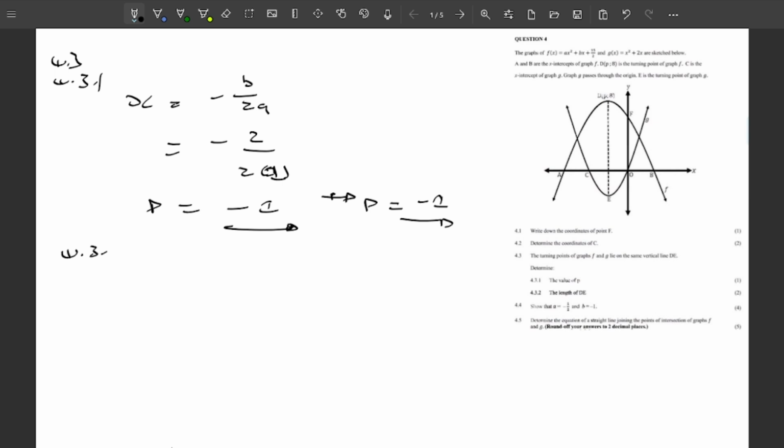Now let's look for 4.3.2. They want the length of DE. In this situation, we're going to use this equation for the length of DE: y up minus y down. This is the equation that we're going to use.